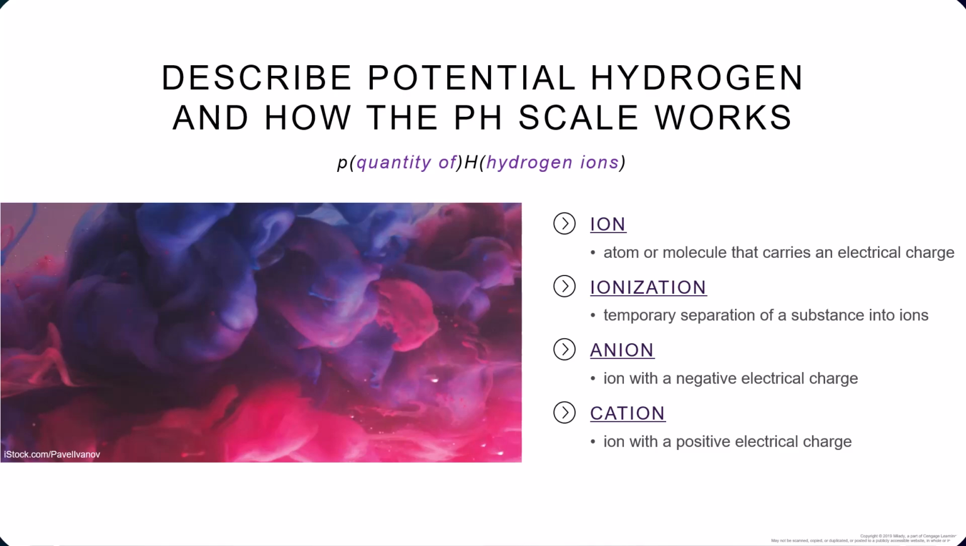An anion is an ion with a negative electrical charge, and a cation is an ion with a positive electrical charge. So we'll have to remember these ones specifically. Anion versus cation: which one is negative, which one is positive.